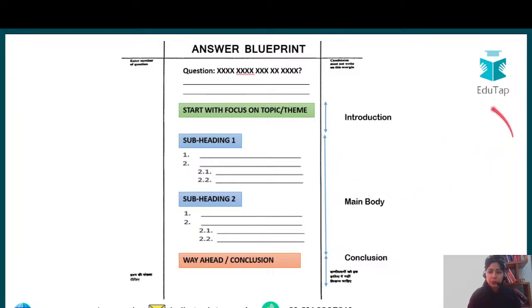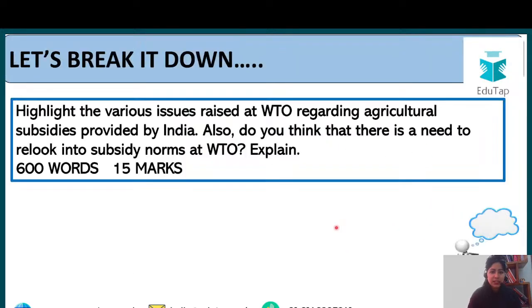So this is the answer blueprint, which means that your answer has to be divided into 3 parts: introduction, main body, and conclusion. So let's look at what do we write in introduction. See, there can be 2 cases where something has been asked directly to be written in the introduction. For example, what are subsidies? If such a question has not been given to you, then kindly start by talking about the topic in the question lightly. Give basic information about the topic under discussion. For example, in this case, agricultural subsidies provided by India. That is the topic under discussion.